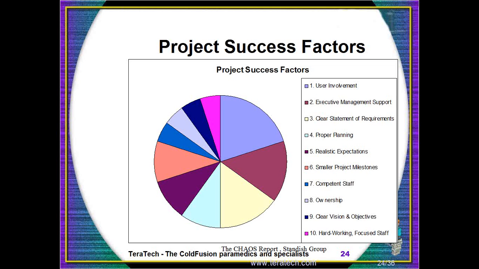But just to read to you, the three top factors that take up 50% of project success factors are user involvement, executive management support, and clear statement of requirements. And that accounts for half of the success factors in successful projects, which is kind of mind-blowing, because the proper planning, good expectations, good milestones, competent staff, ownership, clear vision, and a hard-working, focused staff only accounted for the other 50% between those other 7 factors. So if you can get your users involved, senior management support, and have a clear statement of requirements, you're half the way there. So I found that a very interesting survey.